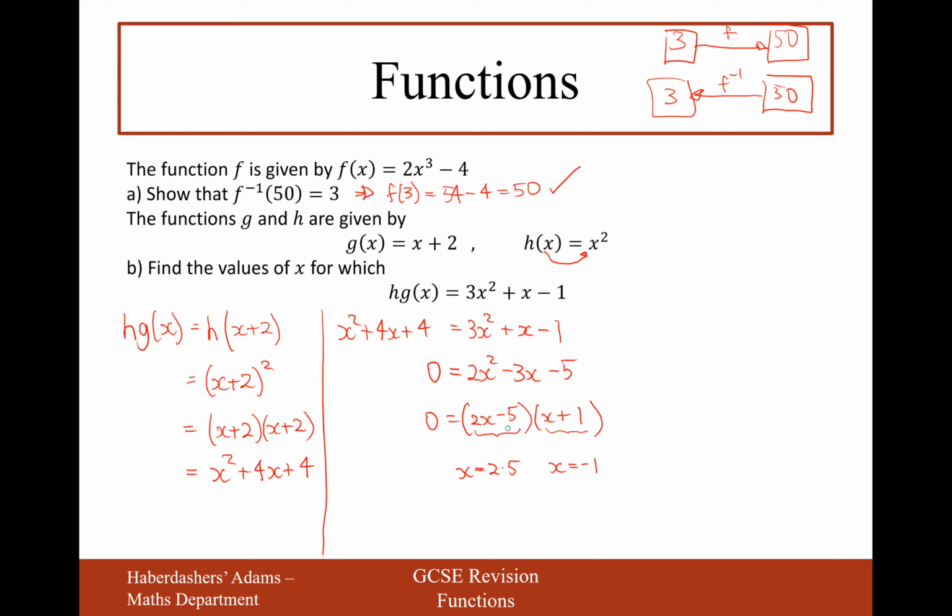And then you need to think what x values will make each of these brackets equal to 0, because that's the only way you can multiply to make a 0. It's by 0 times something, or something times 0, that will give you 0. So 2.5 will be the perfect number to make this bracket 0, and minus 1 will be the perfect x value to make this whole bracket equal 0. So these are the 2 answers for this question. 2.5 and minus 1 are the values for which hg of x equals 3x squared plus x minus 1.